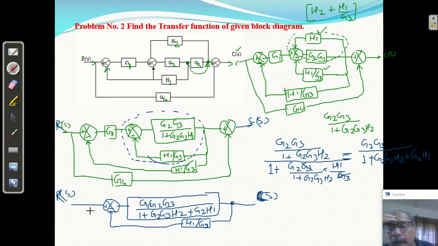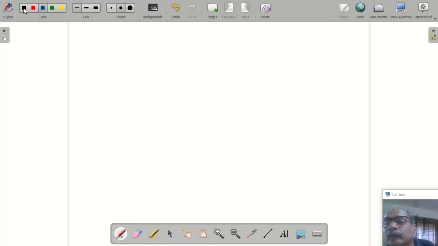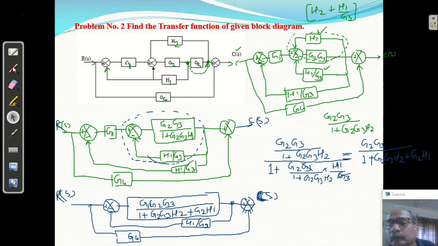From here itself, it is not a feedback, it is a forward path. G4 is adding to here. Now for the next step I'm going to change the ink to black. You can see this G of S, and this is the feedback loop with negative feedback, G S H S.